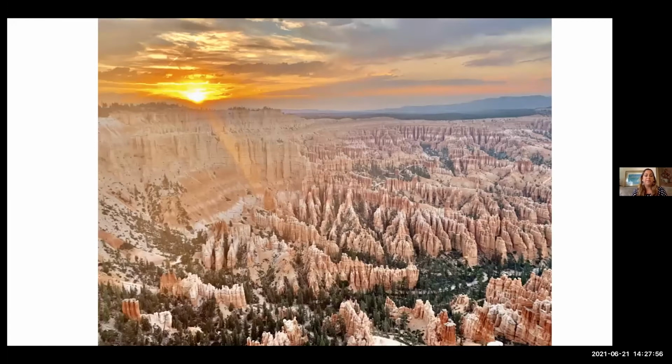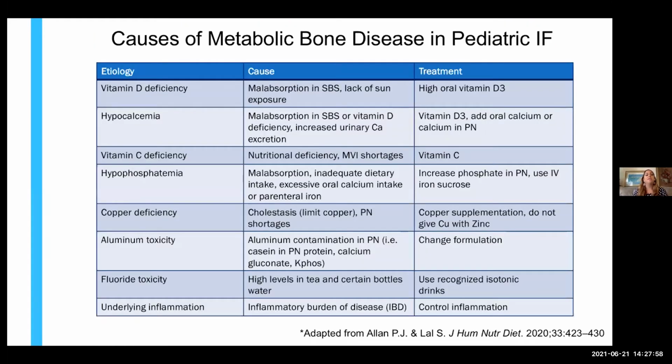children's bone health. This is an overview of the causes of metabolic bone disease in children with intestinal failure. We often think of vitamin D deficiency as one of the major causes. A lot of these children with short bowel syndrome have malabsorption. They are deficient in vitamin D. There's significant lack of sun exposure. In general, in all children, it's definitely gotten worse over the last year with everyone being indoors and doing remote learning. We supplement these children with high doses of oral vitamin D3.